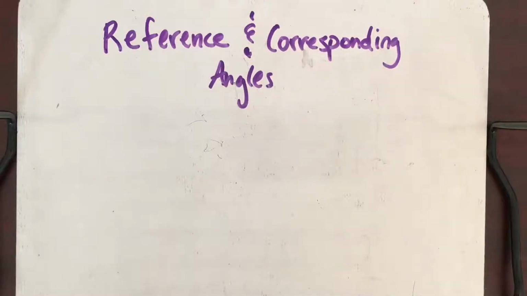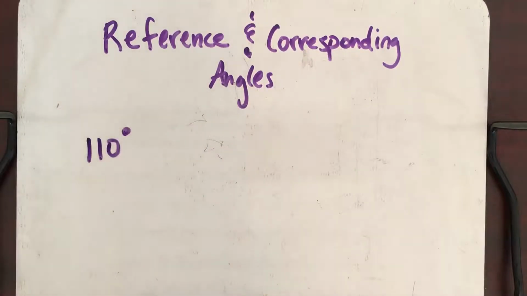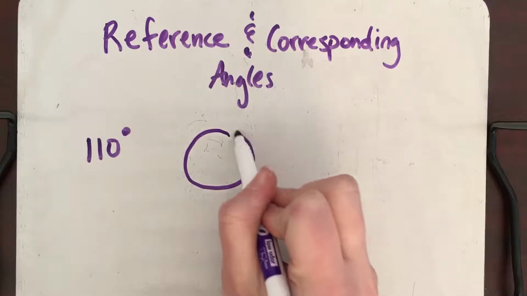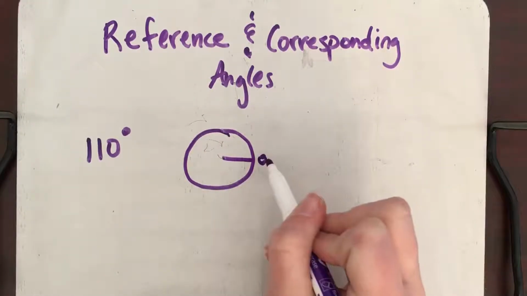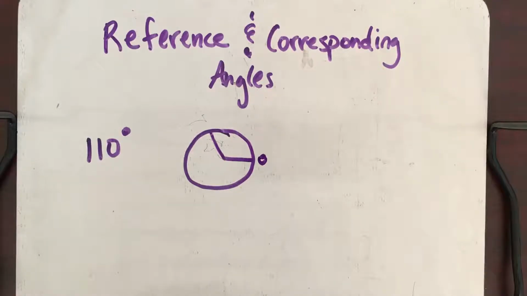Alright, in this video I wanted to explain how to find a reference angle and also finding corresponding angles. So for instance, let's start with an angle that's 110 degrees and I want to know the reference angle to that. I'd really encourage you to draw pictures for all these questions just to get an idea. So remember 0 starting over here, 110 is maybe there, okay, since 90 is straight up.